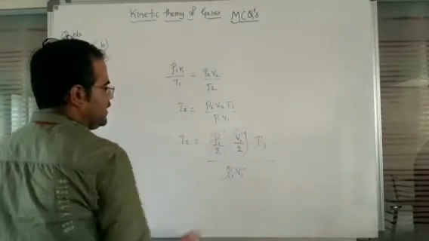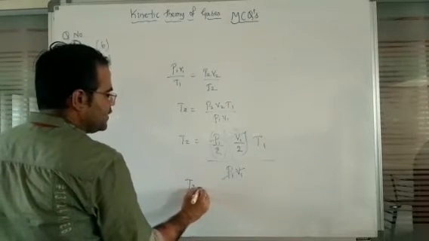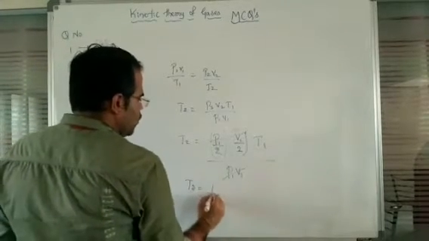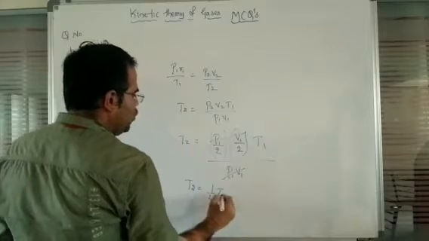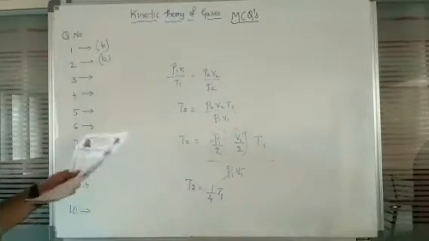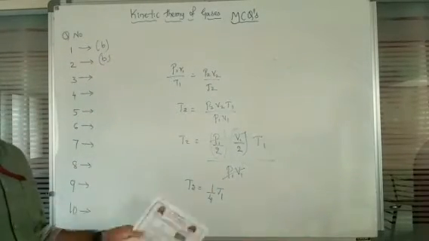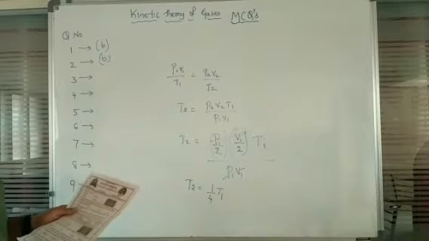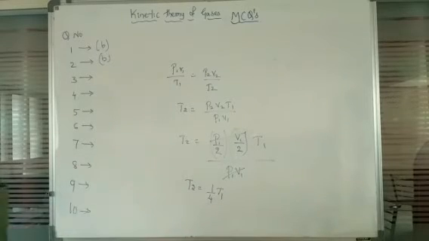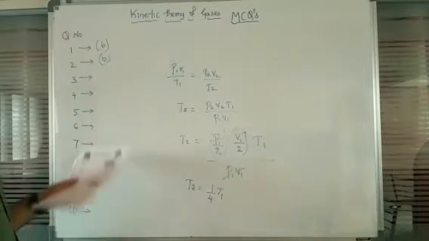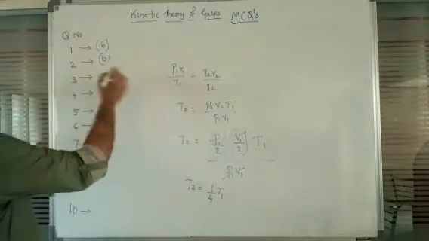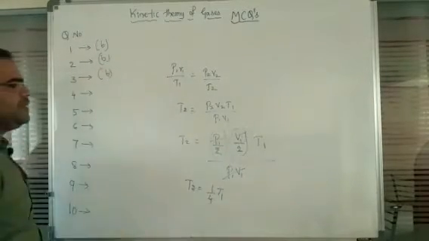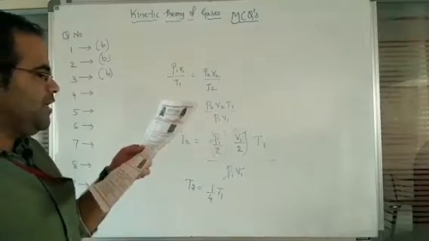So these two will get cancelled. This implies T2 is equal to 1 divided by 4 into T1. So it is going to reduce to 1/4 of our original value. So the temperature is reducing to 1/4 here. So that's the reason the option is again B. So question number 3, we have the option B here.